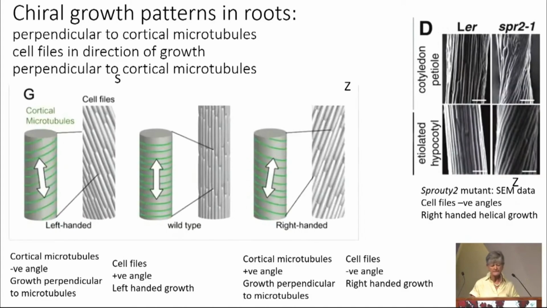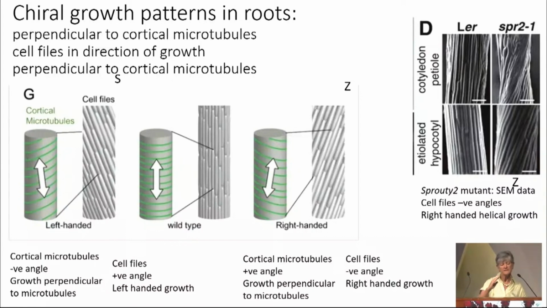So if we look at this, if you've got a normal root in the middle there, you'll see that you get things called cortical microtubules. They're a bit like the spokes around a barrel. And if they're in the horizontal plane like that, you get perpendicular growth going up like that. Okay? And you'll see the cell files on the external part of the root are in a perpendicular direction compared to these cortical microtubules.